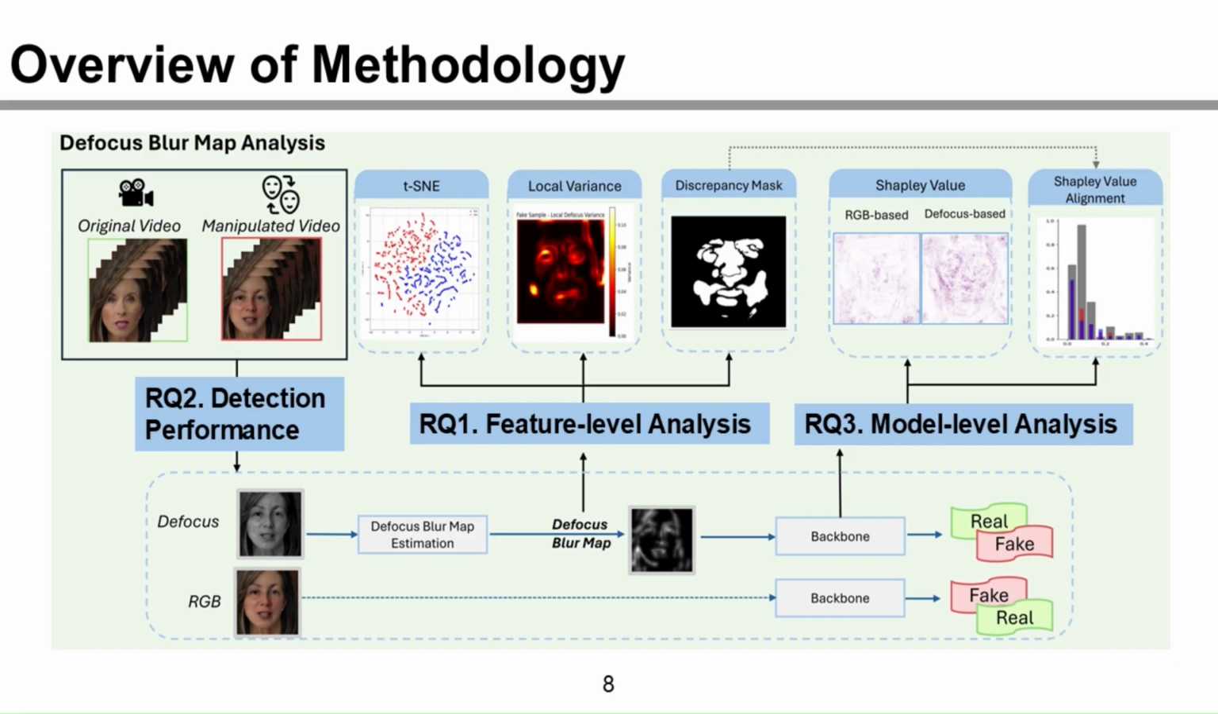First, to answer RQ1, we conduct a feature-level analysis. The goal is to verify if the defocus blur map itself contains the discriminative information to separate real from fake. Then for RQ2, we ask, how much better is the detection performance? We just compare the result when using the RGB input versus using our defocus input. Finally, for RQ3, we use SHAP values to visualize and mathematically verify that our model is actually leveraging the defocus blur to make its decisions.